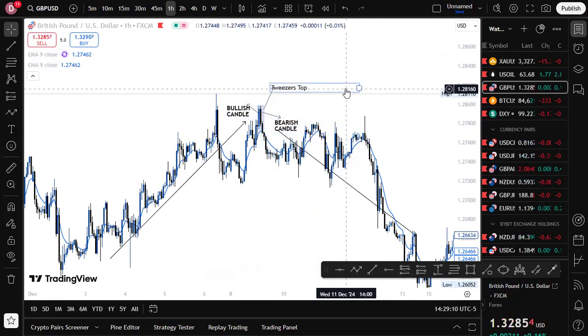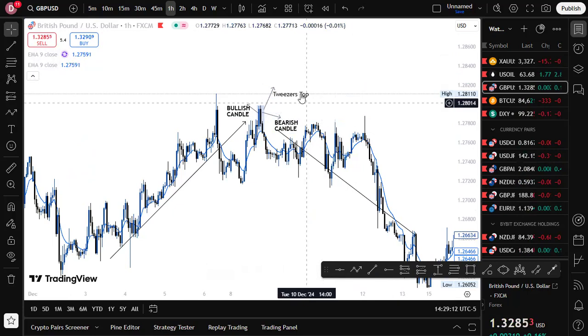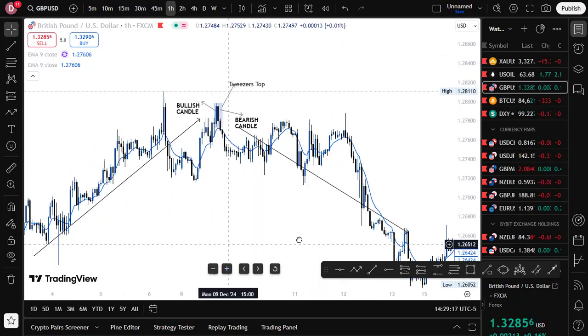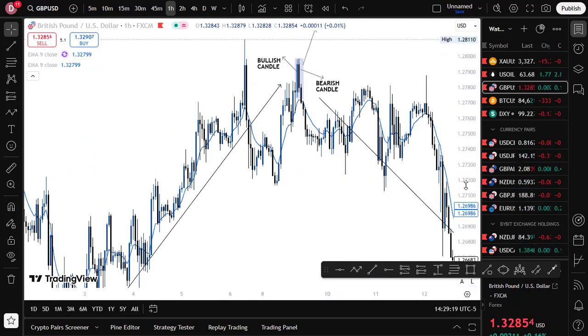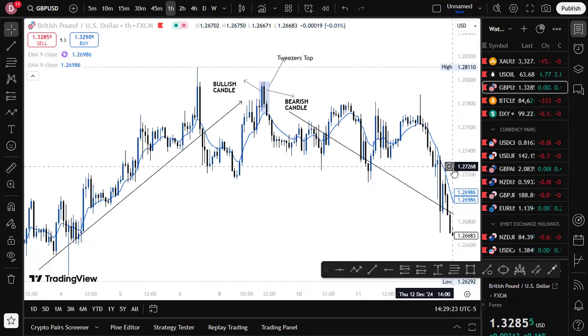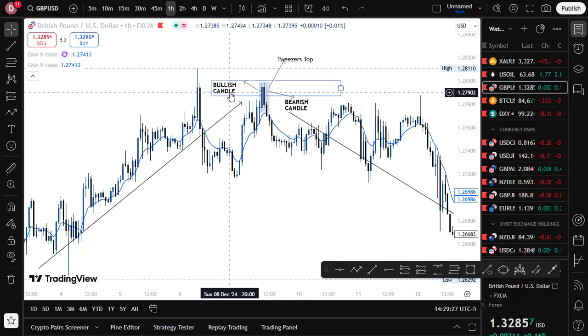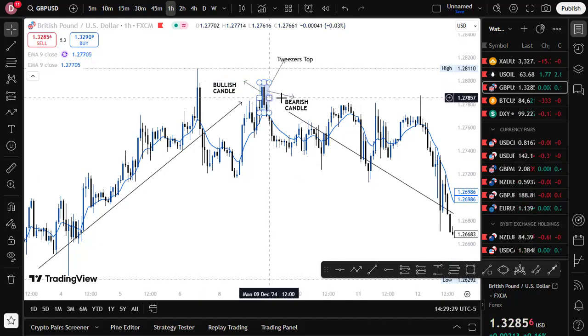So this is an example of a tweezer top, right? Because it occurs at the top of an uptrend. The first candle being the bullish candle, while the second candle being the bearish candle. So this is the first candle, which is the bullish candle, and the second candle being the bearish candle.